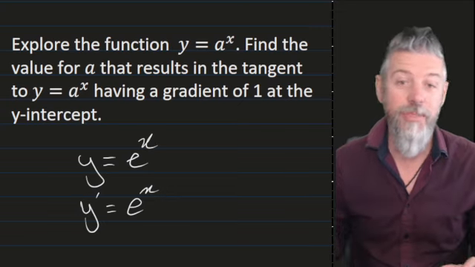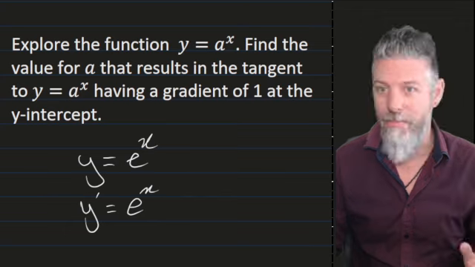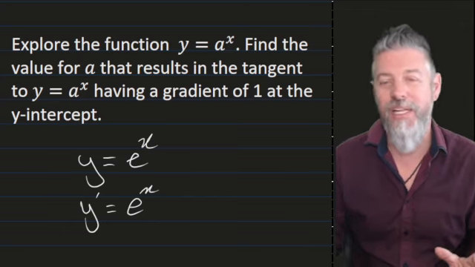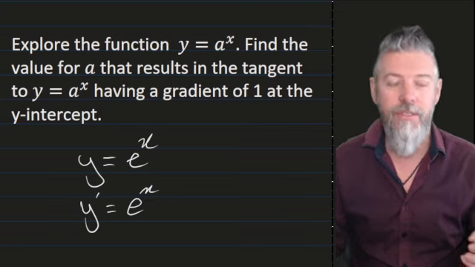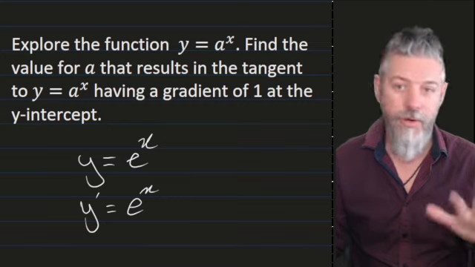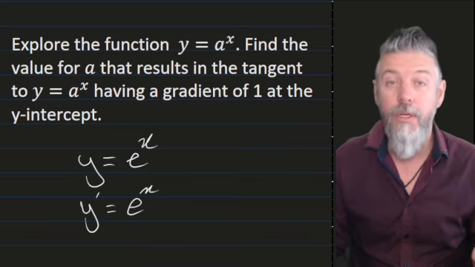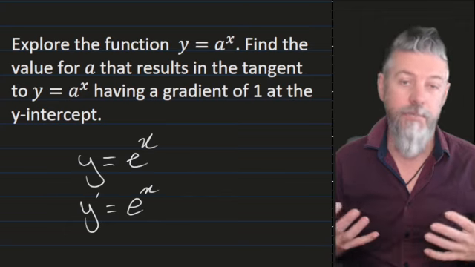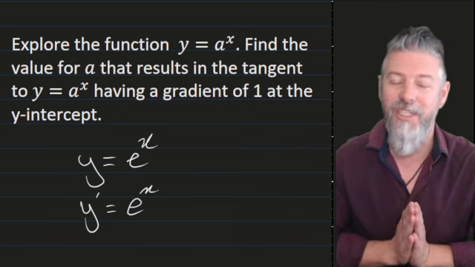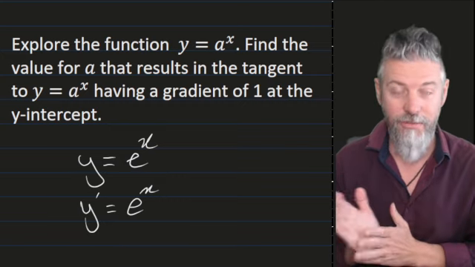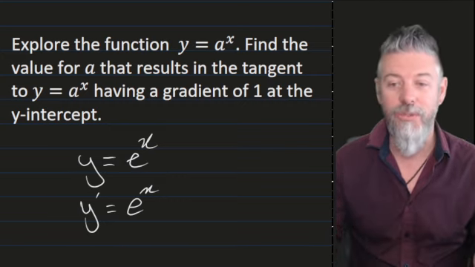So e, quite a special number, comes up in a multitude of places in mathematics, like pi. It's another one of these irrational numbers that appear throughout mathematics. And for you, it's going to appear in your exponential and log functions. And the special characteristic of it here is that the derivative of e to the x is equal to e to the x.